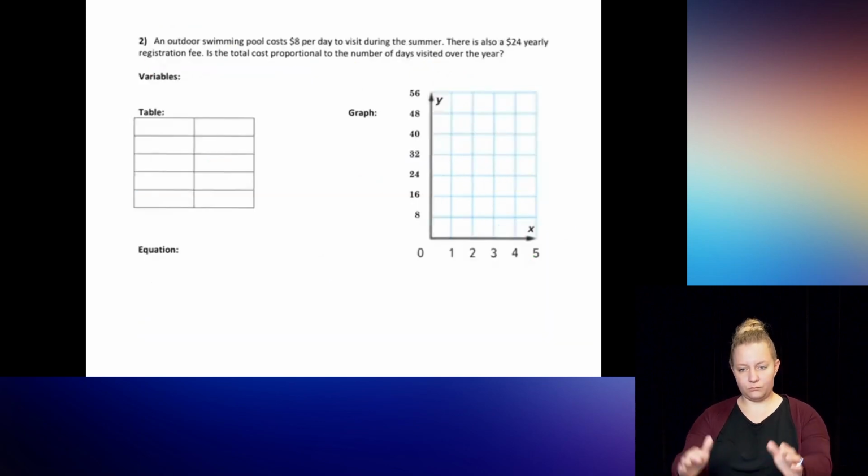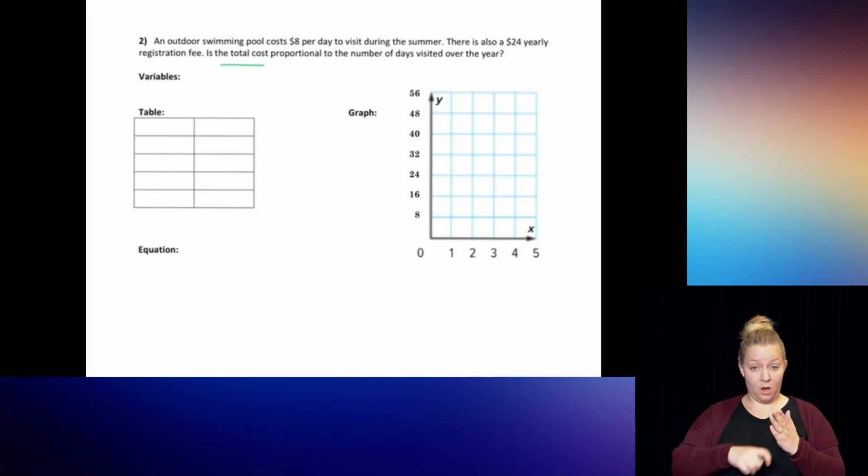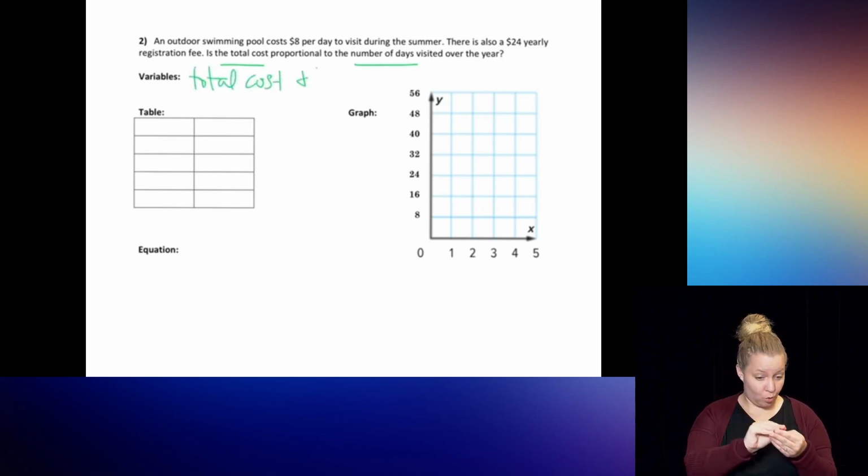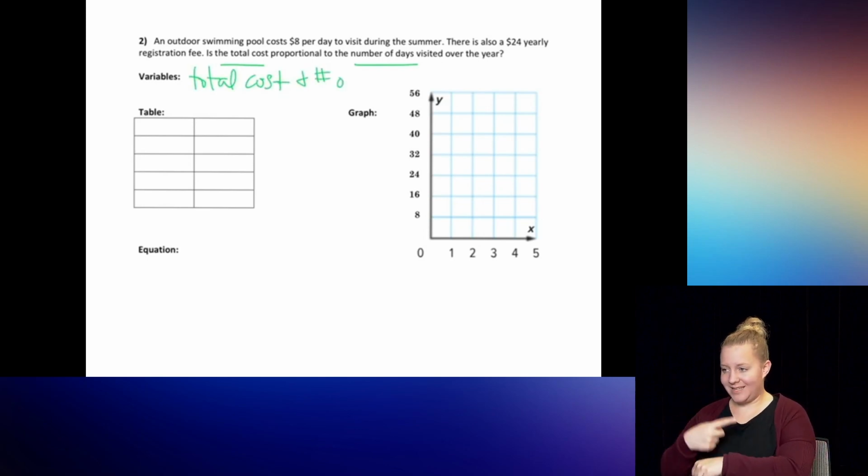Okay, the second example was about an outdoor swimming pool that cost $8 per day to visit during the summer. And also there's a $24 yearly registration fee, or maybe like a membership fee, to belong to this pool or to be able to attend it. So we want to know, is the total cost proportional to the number of days that were visited? Since those are the 2 things being asked about in a relationship, I know that those are my variables: total cost and the number of days or the number of visits.